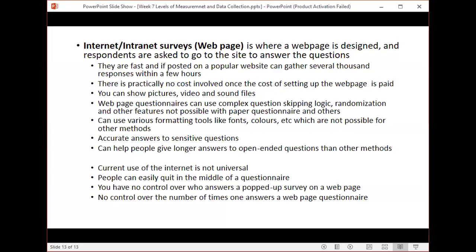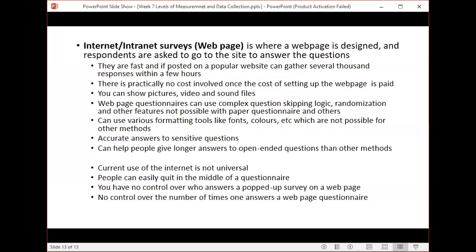It depends, it could be a banking site. You want to do a transaction, but before you do the transaction, something pops up, and then you have to answer it before you move on to do what you have to. So long as the person wants to do the transaction, they will fill in that survey for you before they move on, right? So they are fast, and if posted on a popular website, you can gather several thousands of responses within a few hours. Okay, and there's practically no cost.